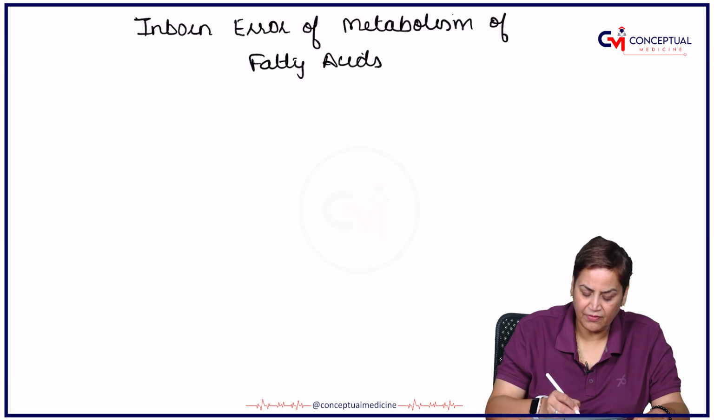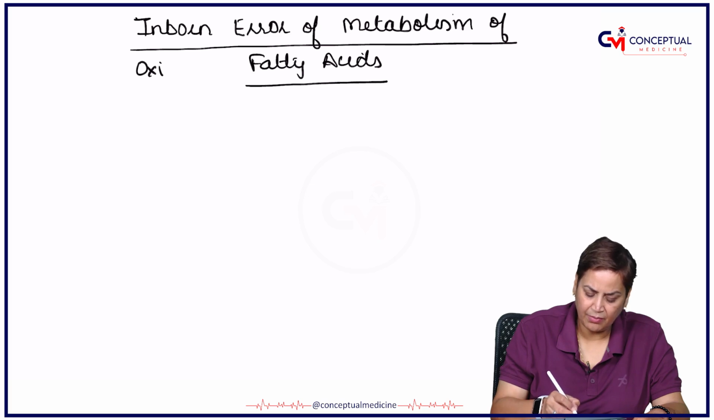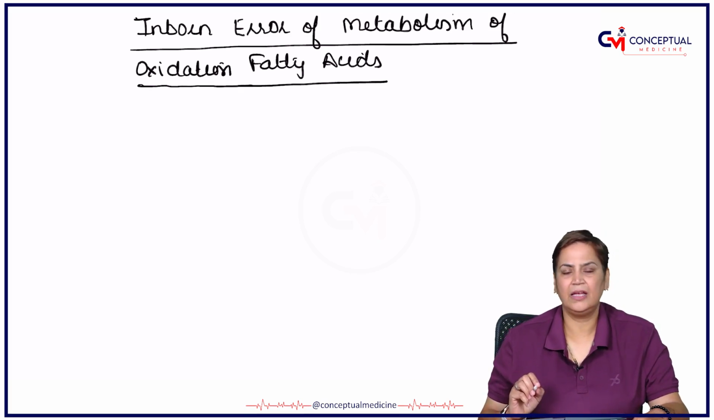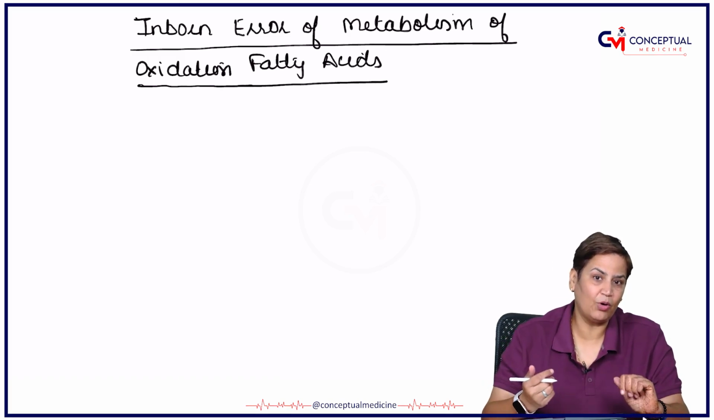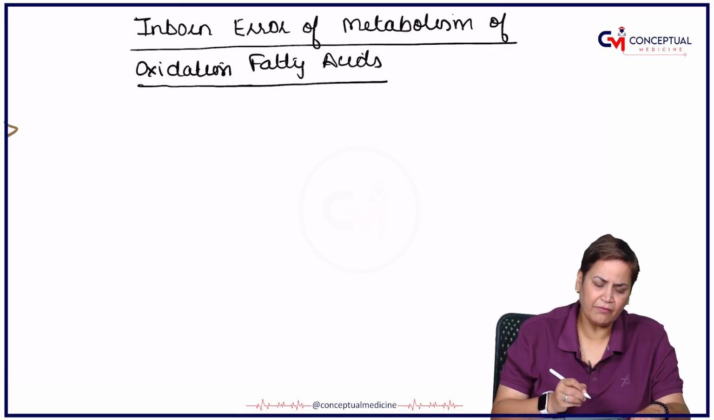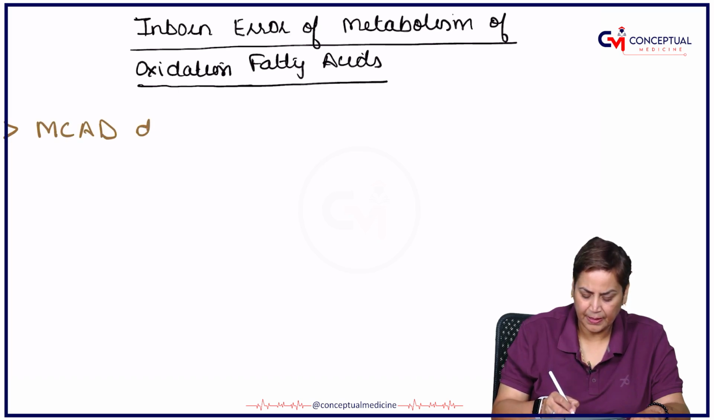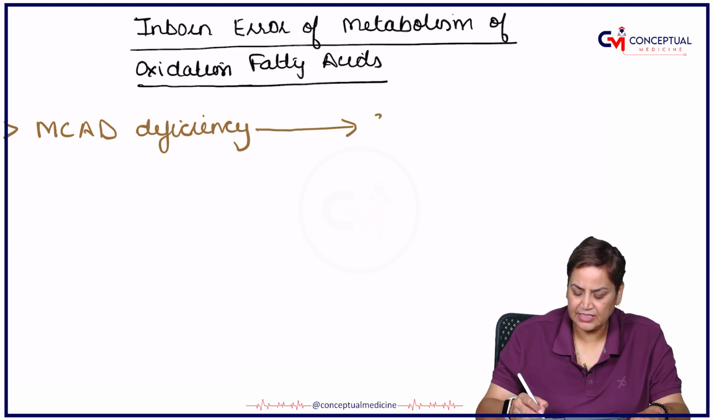We all know that fatty acid oxidation is a catabolic process which is occurring in the mitochondria, in the peroxisomes, in the endoplasmic reticulum and so on. Now what are the metabolic errors related to this? First of all, a very important one is MCAD deficiency, which leads to sudden infant death syndrome.